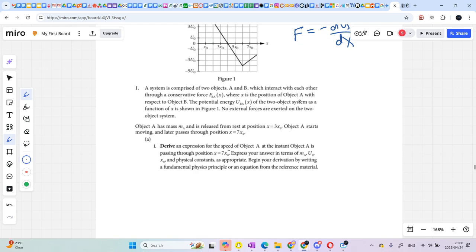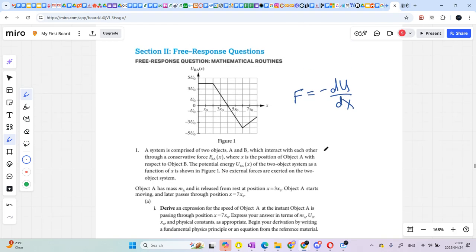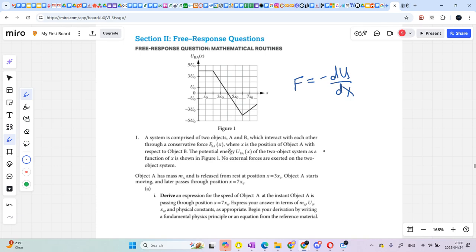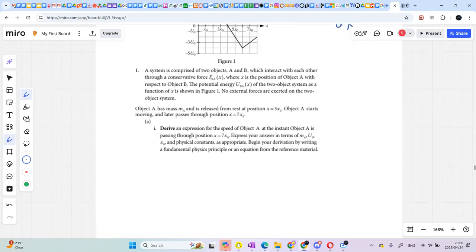So in this case, what we have right here is a potential energy graph. We know a force is acting on this object, potential energy, no external forces. This question is really just going to be a matter of conservation of energy. So derivation, starting from the fundamental physics principle, or the reference material, mechanical energy conservation is going to be our best friend here. Yada yada yada. You get the idea.